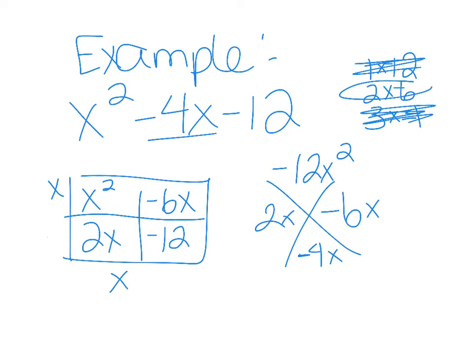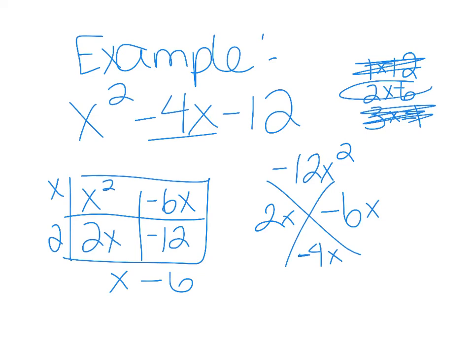Now I need to figure out, okay, what's going to go here? What times x is going to give me 2x? Well, that's going to be a 2. Positive 2, so we're just going to make it a 2. And then down here, I need to figure out, all right, what times 2 is going to give me negative 12? That's going to be a negative 6. So right here, if you just stopped at this point, you would get 12 points out of the 15.